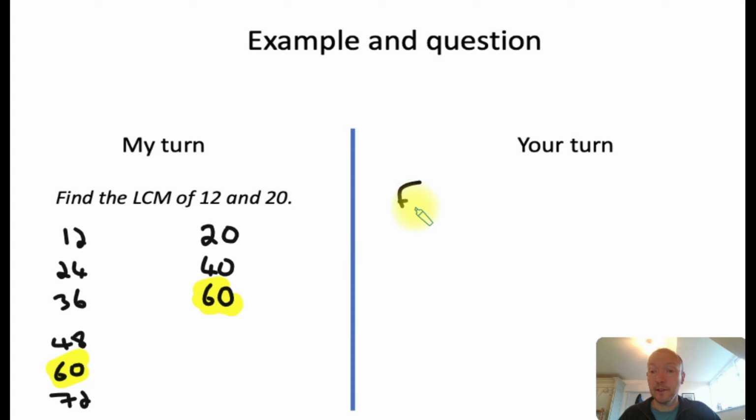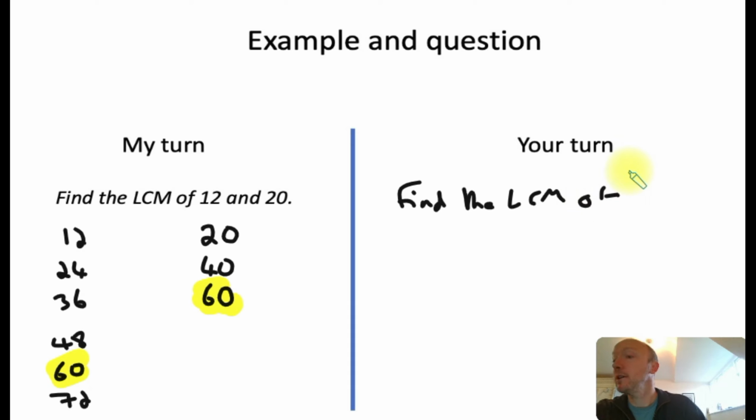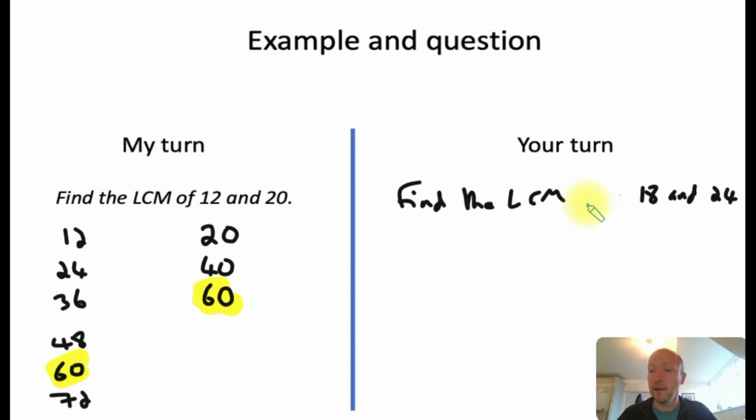Right, so I'm going to ask you now to find the LCM, lowest common multiple, of 18 and 24. Sorry, that's poor handwriting, so we'll rewrite that a little bit clearer. Lowest common multiple of 18 and 24. So write the multiples of 18, write the multiples of 24, and look for the smallest number that's in both lists. I suggest that you pause the video, have a go at that, and then I'll go through it with you.